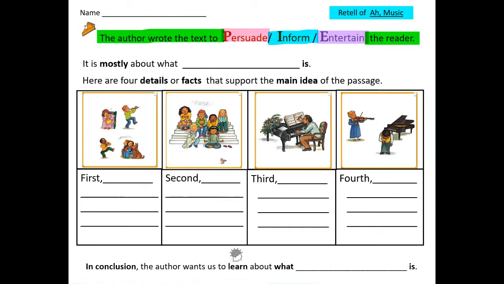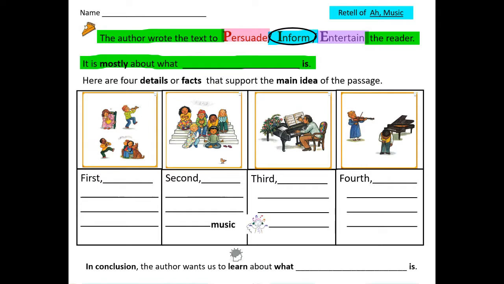Well, the author wrote the text to inform, to give information. Why? Because it's mostly about what? What is it mostly about? The text is mostly about what music is. It teaches us about what music is. So, here are four details or facts that support the main idea of the passage.